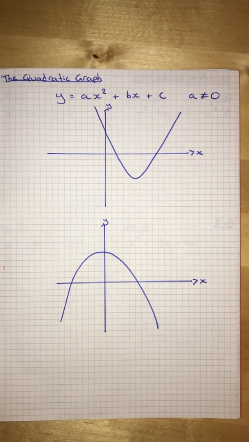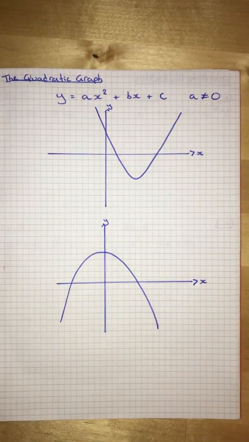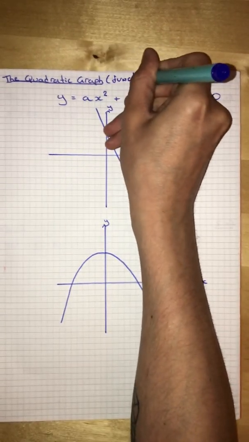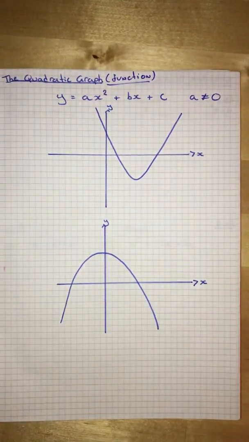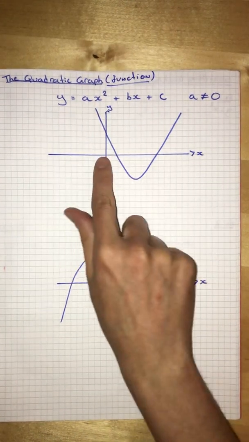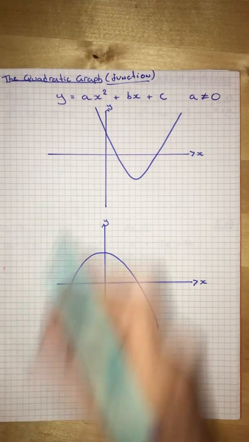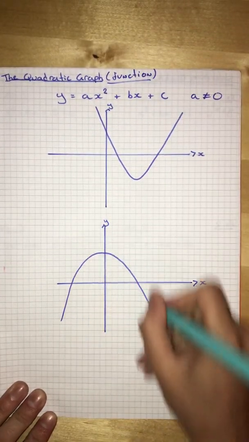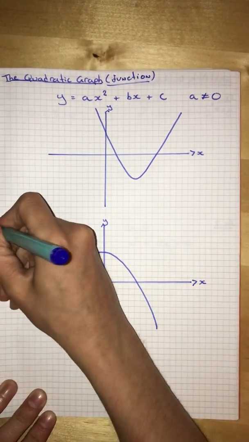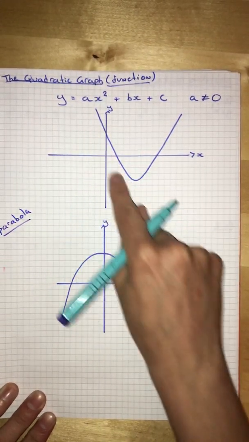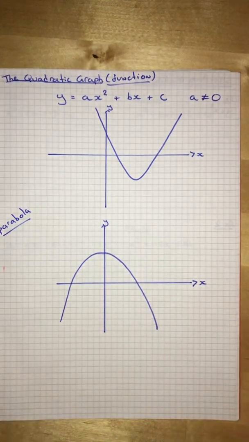So in this video, we're going to learn about the quadratic graph, or we could call it the quadratic function. It is a representation of values of x and y where it makes this shape. What this shape is called is a parabola. So when you've got that curve like this, we call that a parabola.